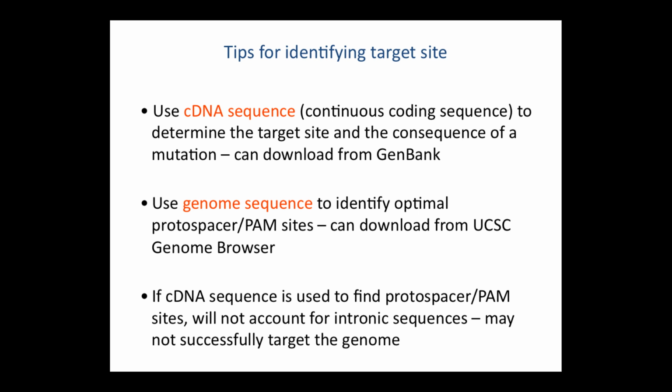However, when you're designing the guide RNA, you'll need to use the genomic sequence surrounding the site. If you use the cDNA sequence, there's a chance that your site is near an exon-intron junction, and your protospacer may inadvertently span across two exons. Of course, this guide RNA will fail to bind in the genome, since it doesn't take into account the presence of an intron in the midst of the sequence.